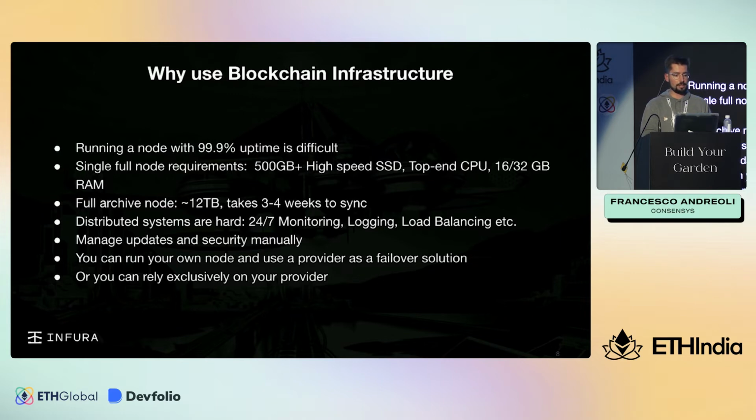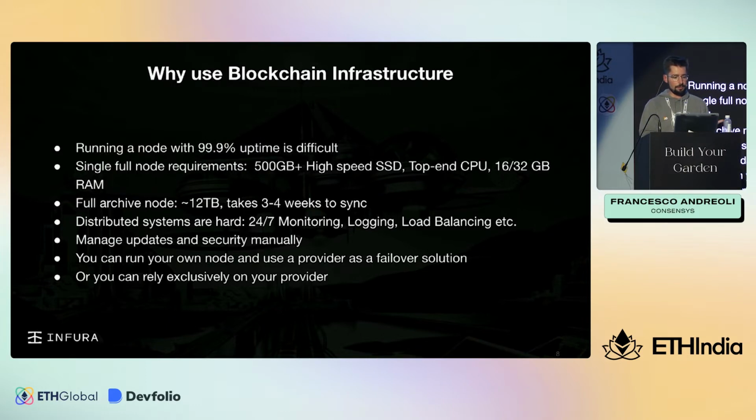Why use blockchain infrastructure? We are using Infura because we don't want to run our own node. A single full node requires around 500 gigs, and obviously a full archive is more. I remember 4 years ago I was doing some full archive stuff and it was taking 3 weeks, and now it's probably even more, 3-4 weeks to sync and download the whole Ethereum blockchain. Distributed systems are hard, so that's why we go through an RPC provider like Infura.